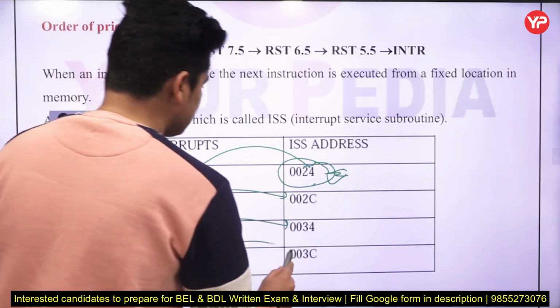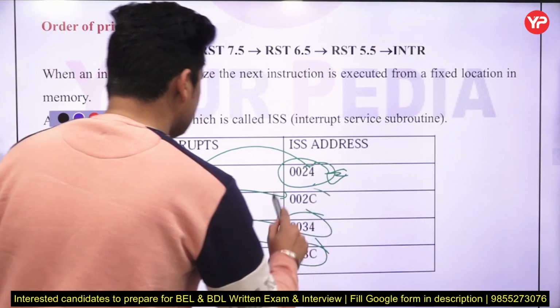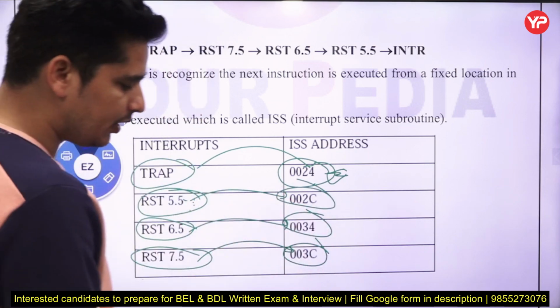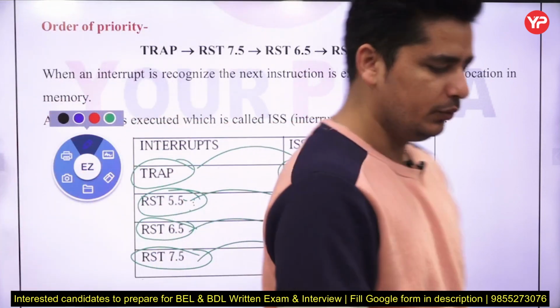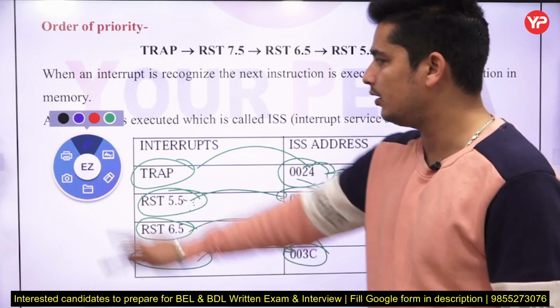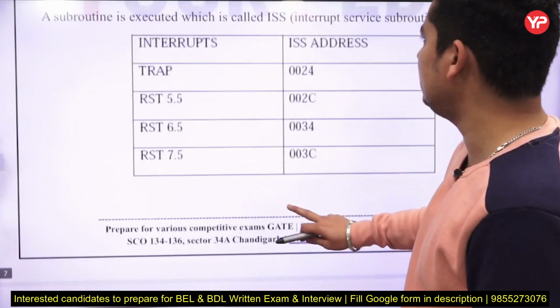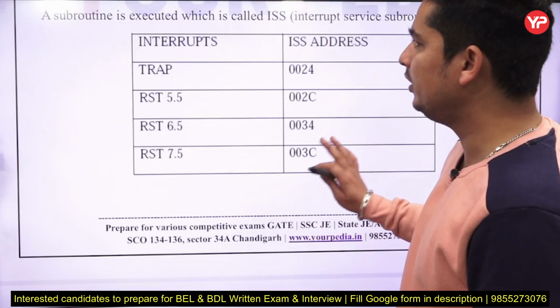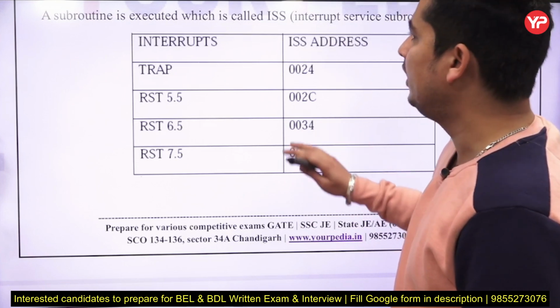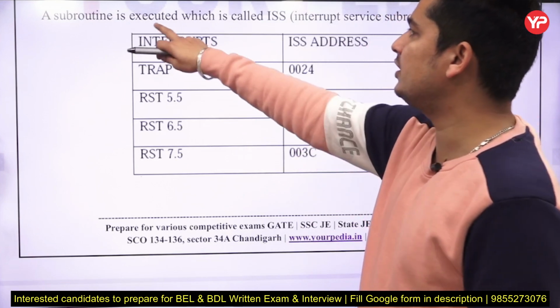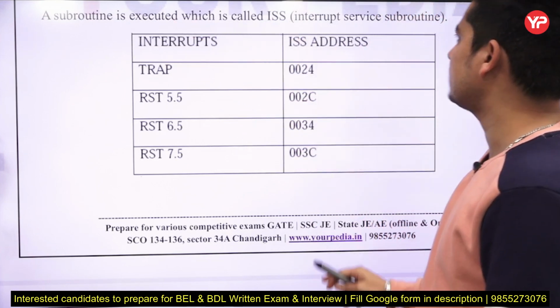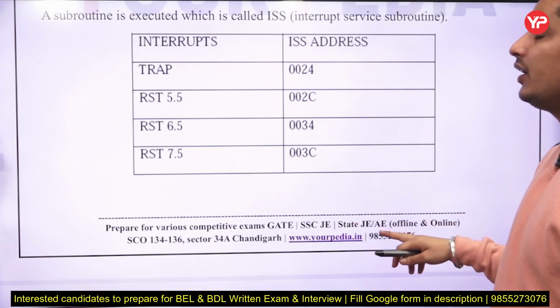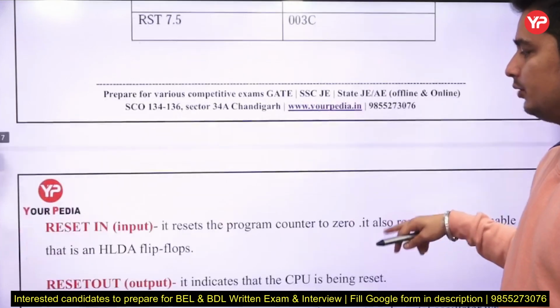You have to check that these are the fixed locations for each interrupt, so that whenever these interrupts come, it will go to this location. That is the main thing here. At this location every piece of information will be available, and a subroutine is executed which is called ISR, that is interrupt service routine, right?